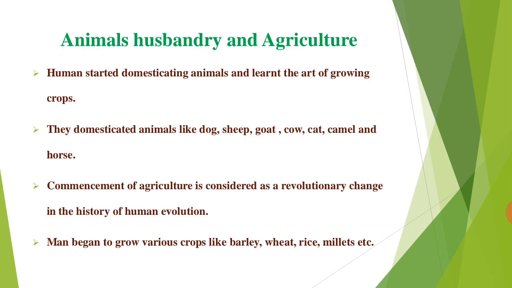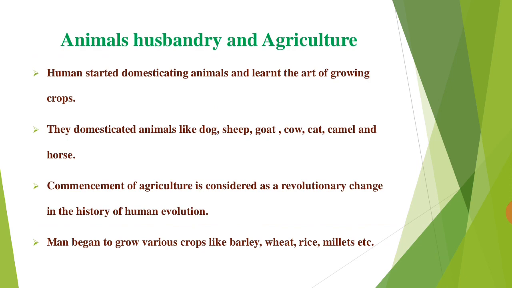We'll move on to the next stage, that is animal husbandry and agriculture. Children, here a spelling mistake is there. It is only animal husbandry, not animals husbandry. Animal husbandry and agriculture. Humans started domesticating animals and learned the art of growing crops. They domesticated animals like dog, sheep, goat, cow, cat, camel and horse.